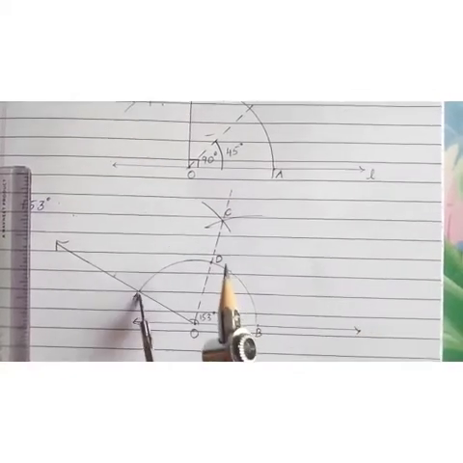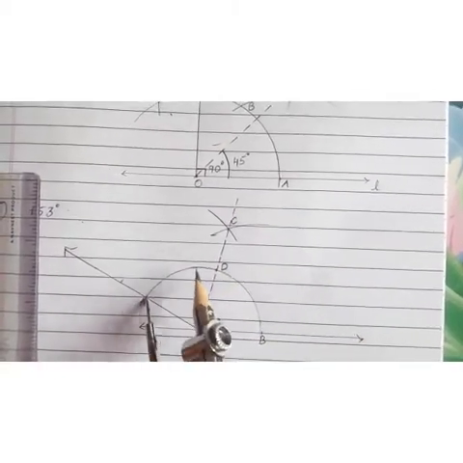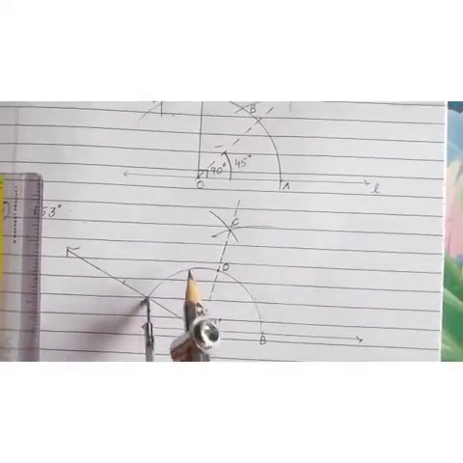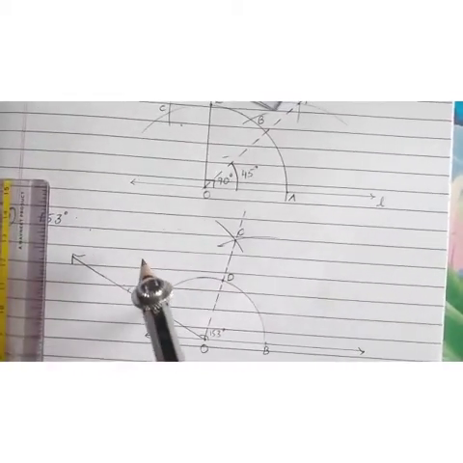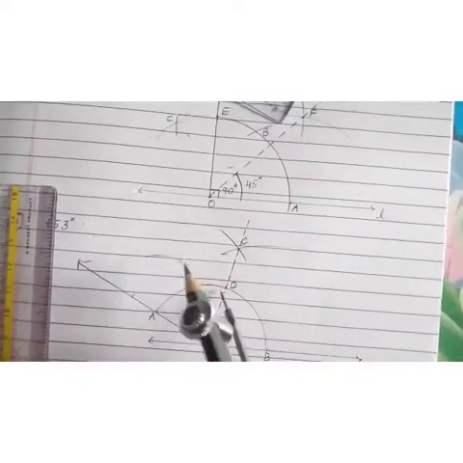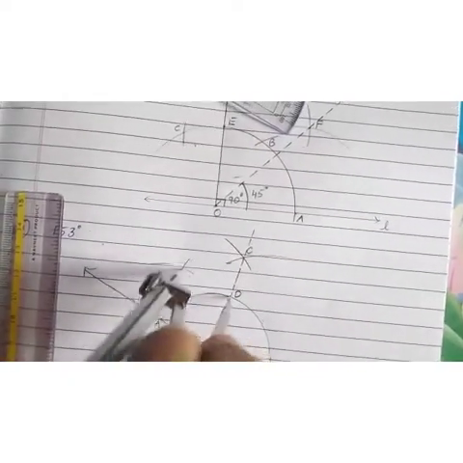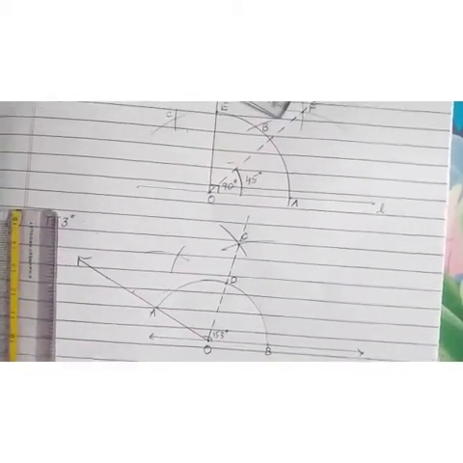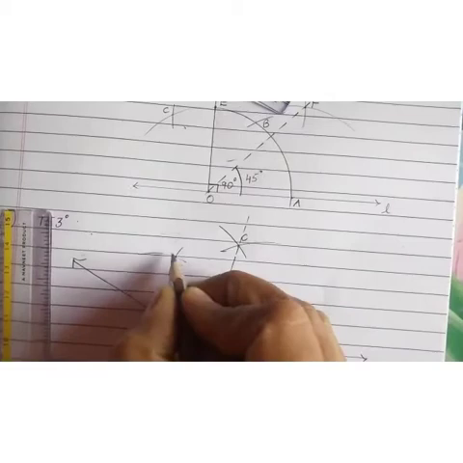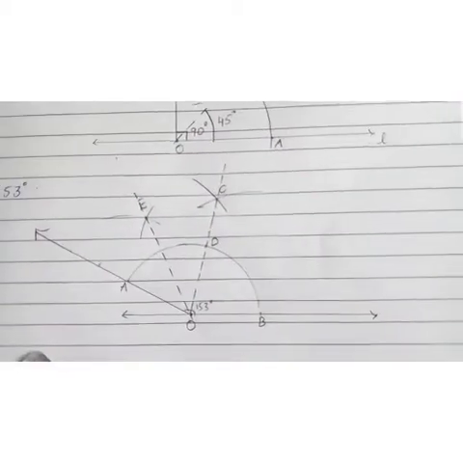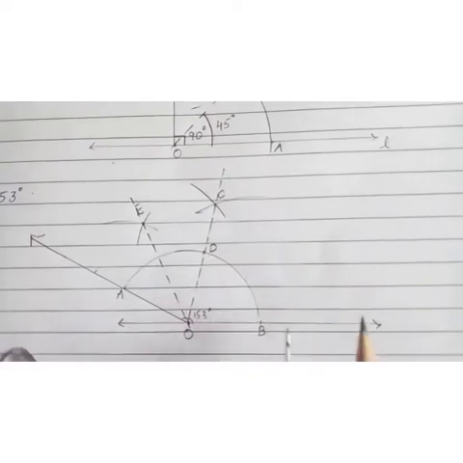Now with A as center and radius more than half of AD, again draw an arc. With A as center I have drawn an arc here, and with D as center draw another arc. Now join O with this point. I will mark this point as E. Join OE.